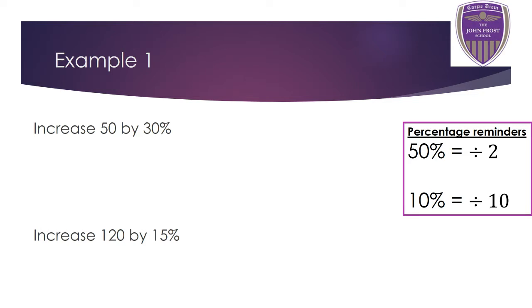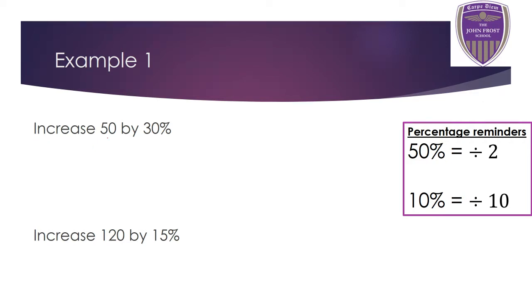Take note, on the right-hand side here, we've got some percentage reminders, okay? These are how we find the two easiest percentages. If I want to find 50% of a number, I simply divide that number by 2. And if I want to find 10% of a number, I just divide that number by 10, okay? So remember these, very useful for answering in the main task. Let's jump right in with the first question.